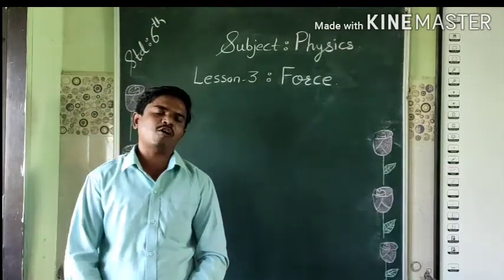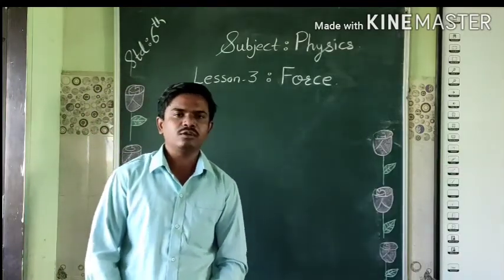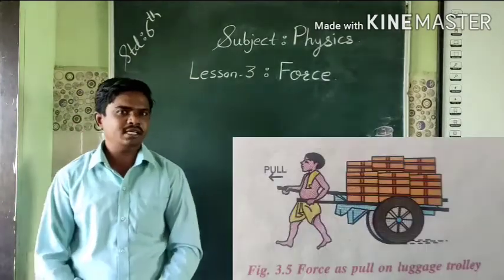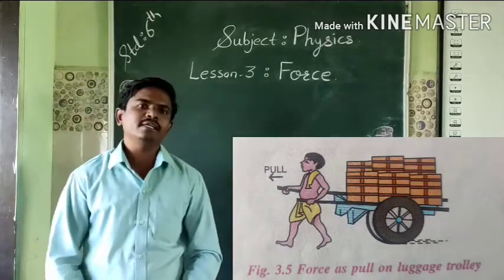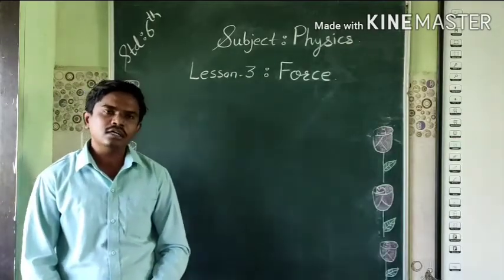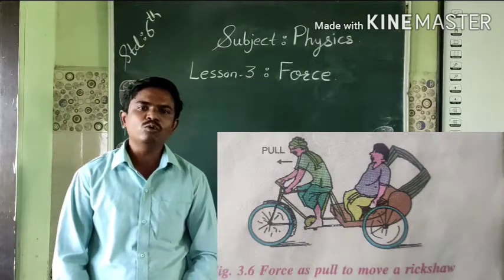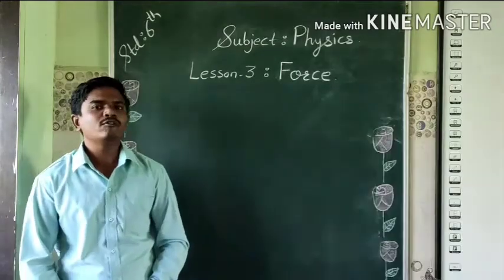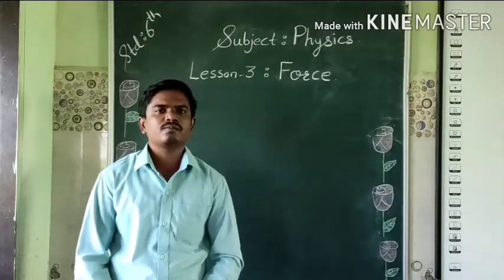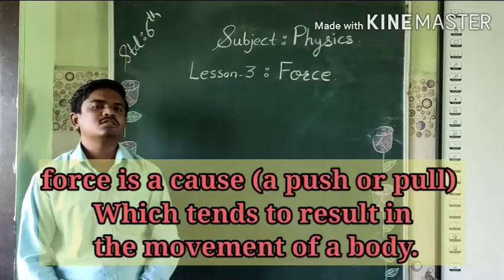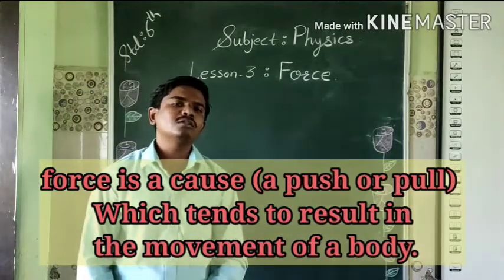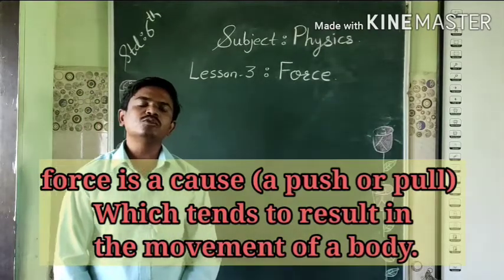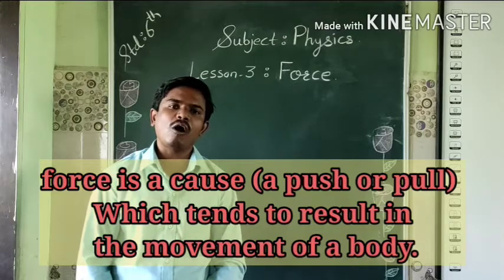Now see the examples of force as pull. Students, to move a luggage trolley, it is pulled by a coolie. A rickshaw man pulls a rickshaw to move it. So these are the examples of force as pull. So we can say that, students, force is caused as push or pull and tends to result in the movement of a body.